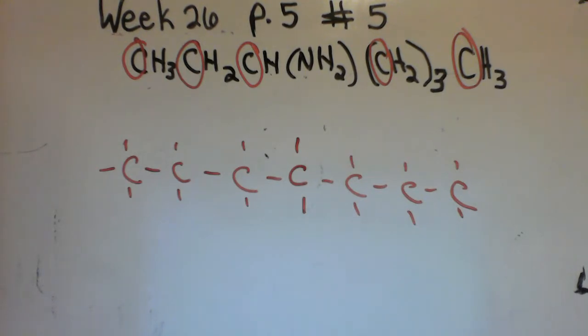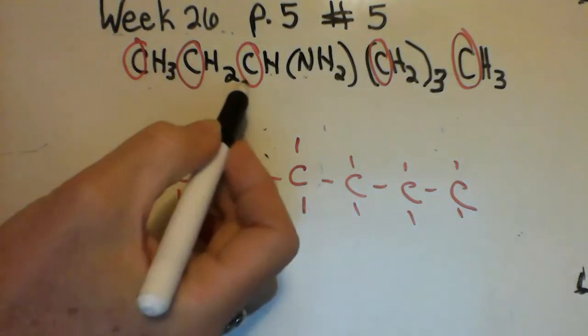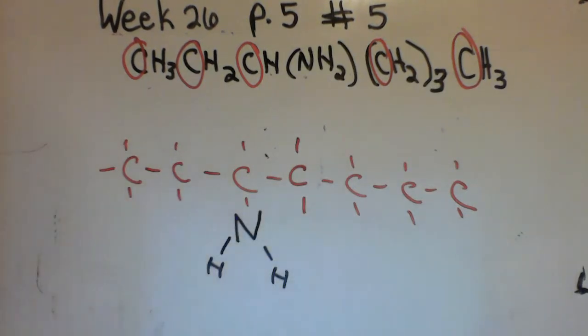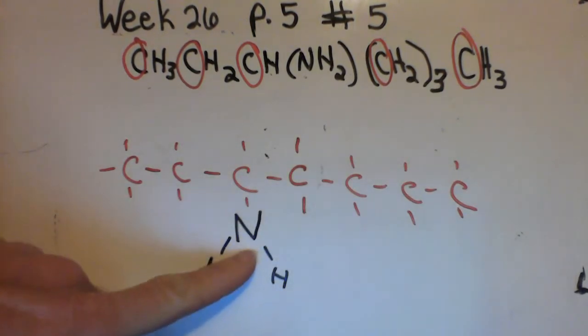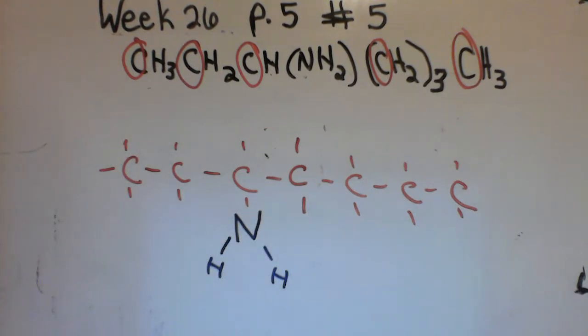We see from the condensed structure that the nitrogen is attached to the 3rd carbon from the left. 1, 2, 3. So here's the nitrogen with its 2 hydrogens, the ammonia group. The rest of the carbons are surrounded by hydrogen atoms, and I'm not going to draw them all out this time, but every bond has a hydrogen atom.